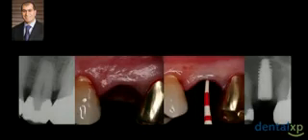Our protocol is to do an atraumatic extraction and immediately right after that determine the level of the mid-buccal crest of bone, because that's what will dictate what we will have to do. And then place our implant. And our protocol is the following, that implant should always be 1 millimeter below the mid-buccal bone, because that's what will dictate that position.